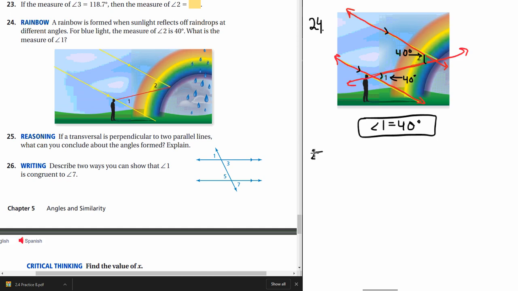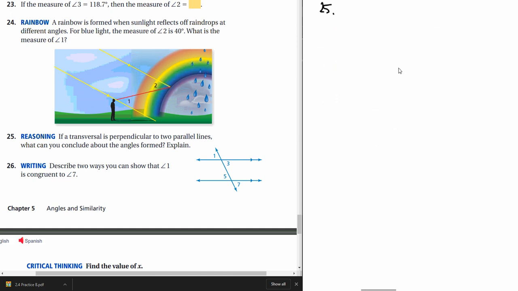Number 25. If a transversal is perpendicular to two parallel lines, I can't have one parallel line, so two parallel lines, and the transversal is perpendicular to these lines, which means it meets at a 90-degree angle. So this line is perpendicular to these lines means that's a 90-degree angle. It says, what can you conclude about the angles formed? Well, if this is 90, and we've got a straight line, this one's got to be 90, because 90 plus 90 has to give me 180. I need to have 180 to make a line.